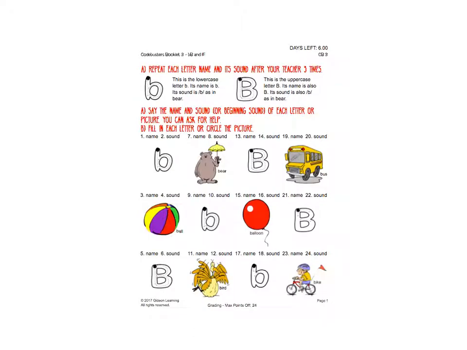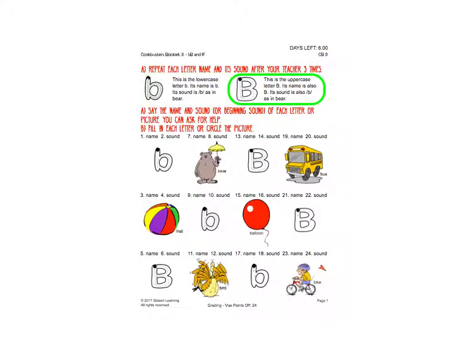Here we're going to look at the letter B. Let's read the directions at the top first. Repeat each letter name and its sound after your teacher 3 times. This is the lowercase letter B. Its name is B. Its sound is B, as in bear. Now we can say the letter name and its sound. B, B, B. Now write your own lowercase letter b. We'll go on to the next one.